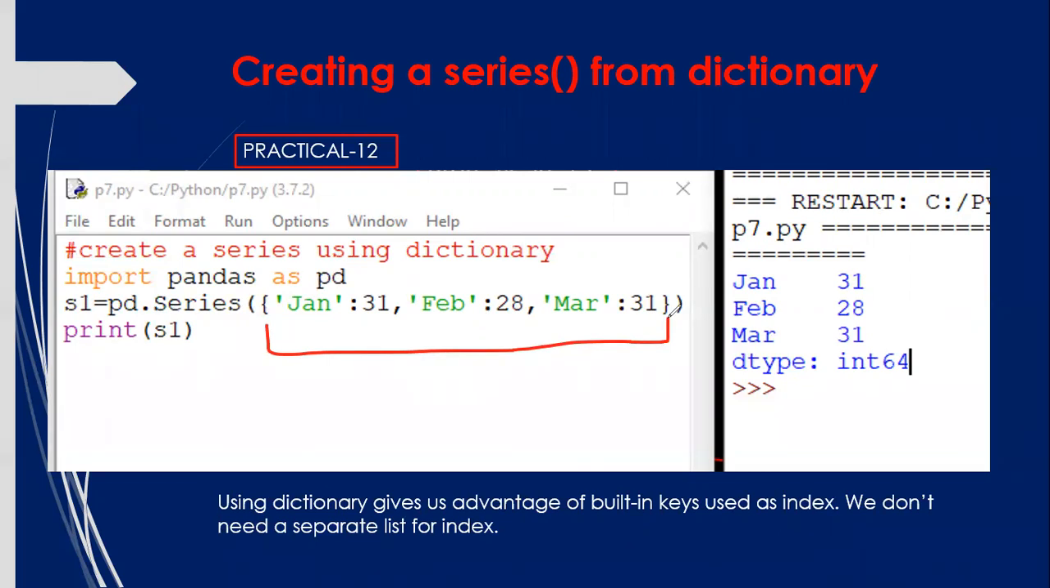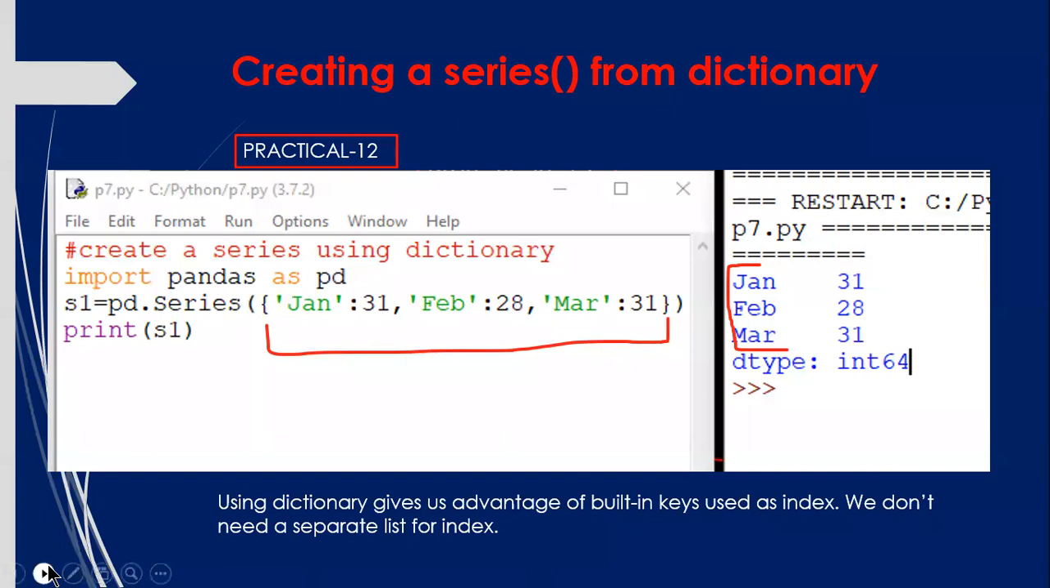If we are using a dictionary, we get an advantage that we do not have to specify the index explicitly, because these keys get automatically used as the index. You can see the output: Jan, Feb, March. These are used as the index here.